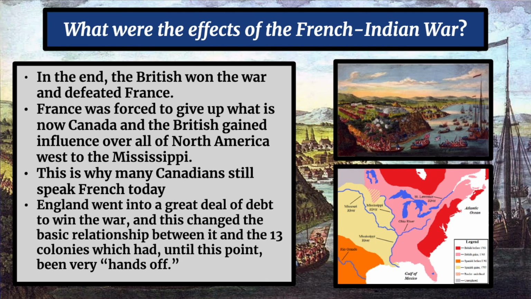So the main thing I want you to know about this is the British won the war, the British gained control over all this territory, but in so doing, England went into a great deal of debt. War costs money. The British spent a lot of money trying to win this war, and that changed the basic relationship between the British and the 13 colonies, because before the French and Indian War, the 13 colonies were mostly left alone to govern themselves as long as they sent the raw materials back to England that England wanted, and as long as they bought British goods. Other than that, the British were pretty much happy to let the colonies govern themselves.